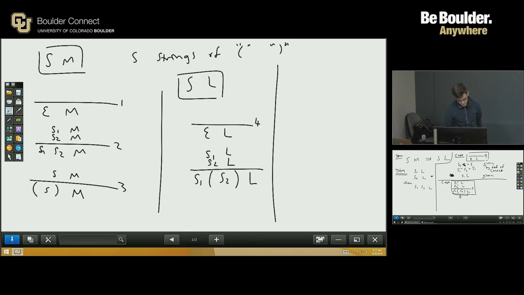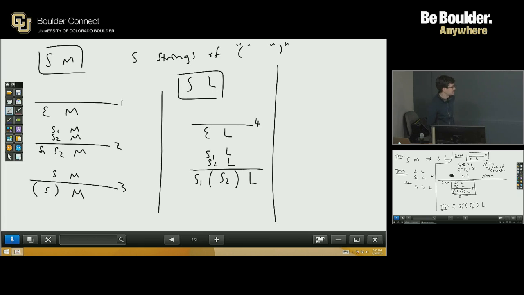How do we know when we're done in this case? We're trying to show that, again, S1, S2 is derivable in L, but now we know that S2 has some structure. S1, S1 prime, parenthesis, S2 prime is L. All right, that's what we're trying to show.